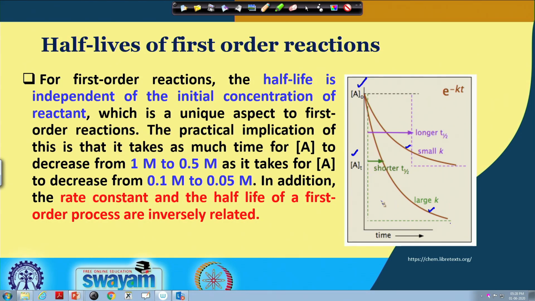So, the time frame for this half life is quite low as compared to the time frame of this half life here. So, here the half life is basically this duration. So, obviously this duration is quite high. So, obviously for smaller k the half life is more than that of larger k. In case of large k the half life is less, in case of small k the half life is more. So, that is why the rate constant and the half life of a first order process are basically inversely related.